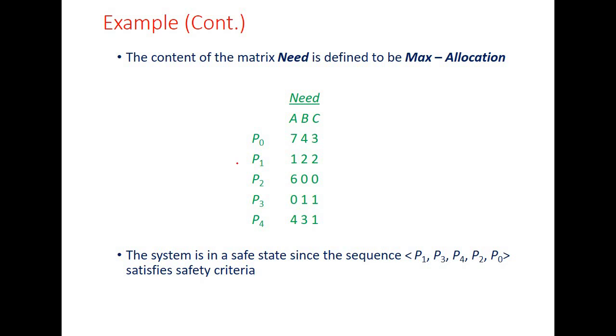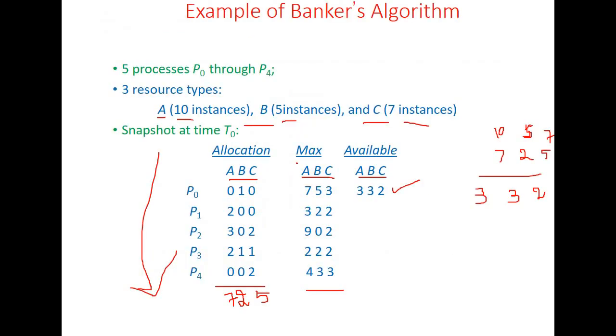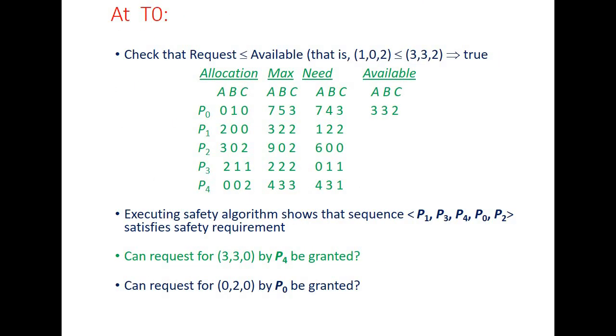Now, what is the need of the resources for each process? We compute maximum minus allocation, that is the need for the resources by each process. So we are calculating the need matrix here. Maximum is 7, 5, 3 minus 0, 1, 0. This gives you 7, 4, 3. Maximum 3, 2, 2 minus 2, 0, 0 gives 1, 2, 2. Likewise, all other entries in this table are computed.